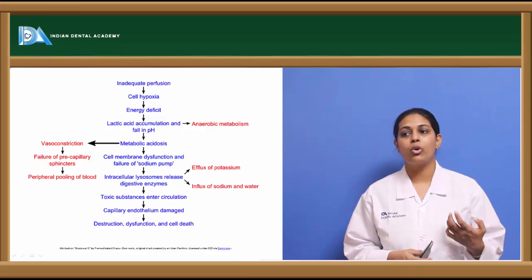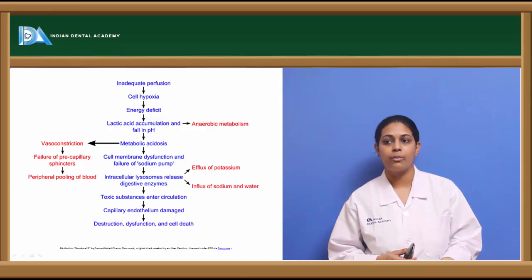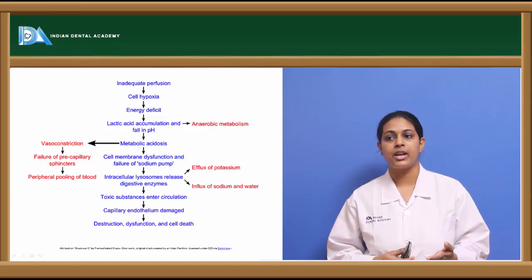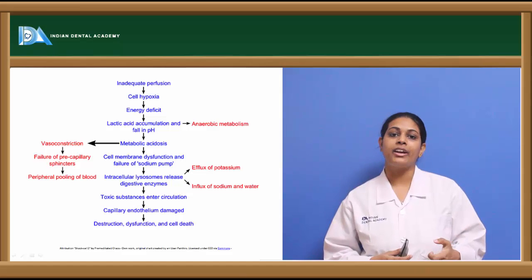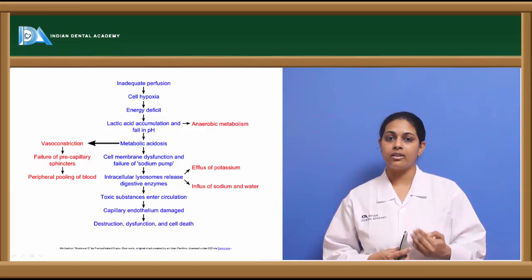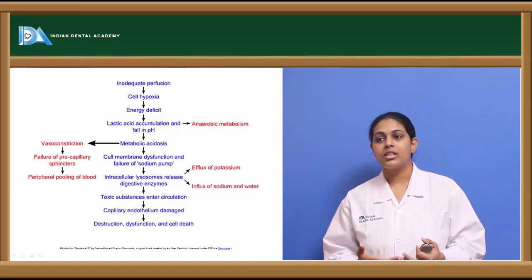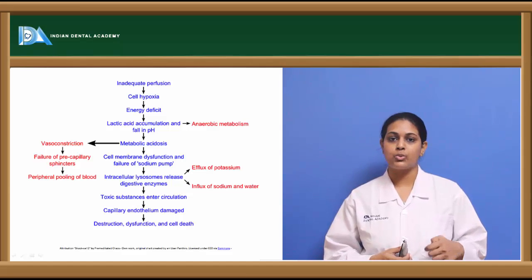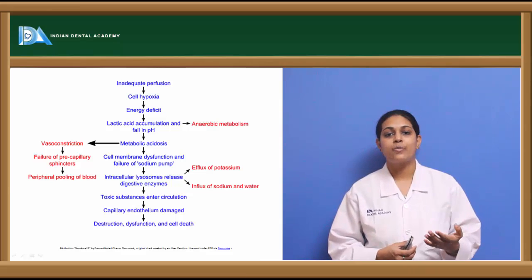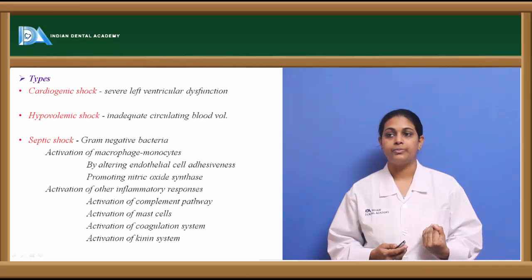And because of this, more toxic substances enter the circulation because of the altered function of the lysosomal enzymes, which are actually meant to debride the toxic substances, but rather they help in more accumulation of these toxic substances, because of which they enter the circulation. And once they enter the circulation, they obviously cause damage to the capillary endothelium, and this in turn will cause the destruction, dysfunction, as well as complete death of the cells of whichever particular organ is being exposed to this condition of shock. So this is the pathogenesis of shock, whatever we have seen till now.